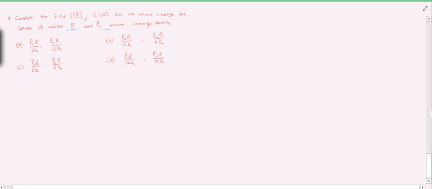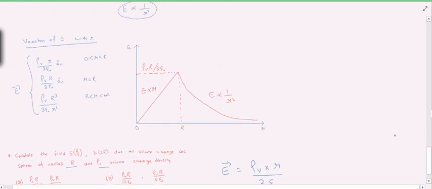So for r by 2, the Gaussian surface is inside the sphere. So for that, what will be the relation for electric field intensity? It was rho v into r by 3 epsilon naught. Right? Just now we have done this. Rho v into r by 3 epsilon naught.